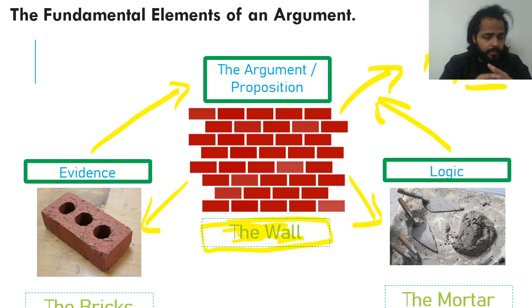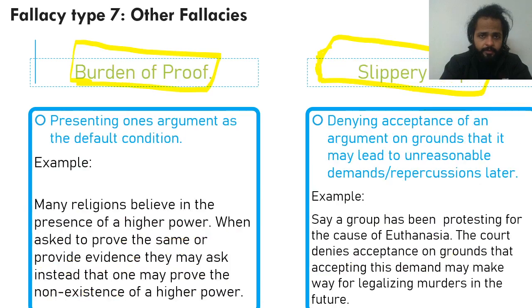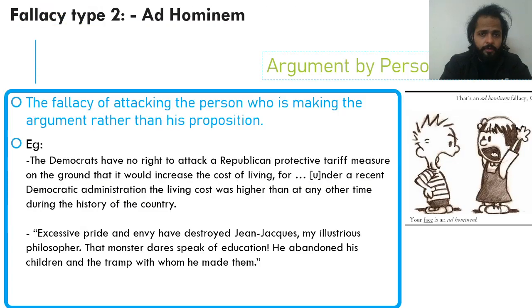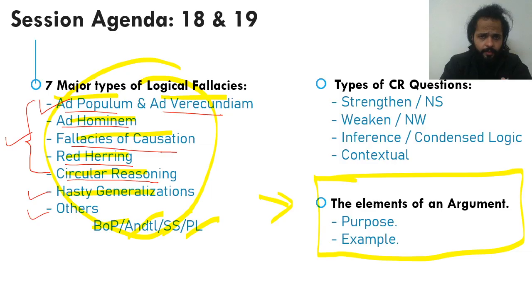Okay, so that's about it, guys. Finally, with this second session, we have been able to cover the 7 major types of fallacies. We have also covered the elements of an argument. Tomorrow we'll start with your critical reasoning questions for XAT.